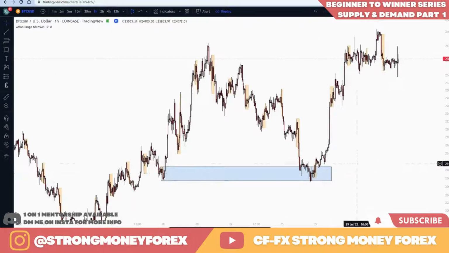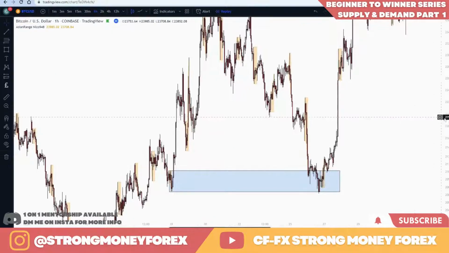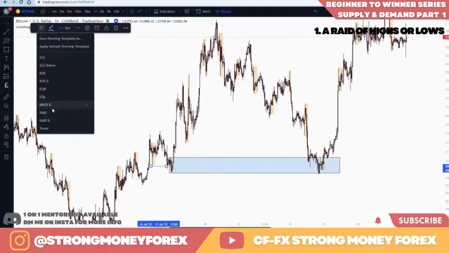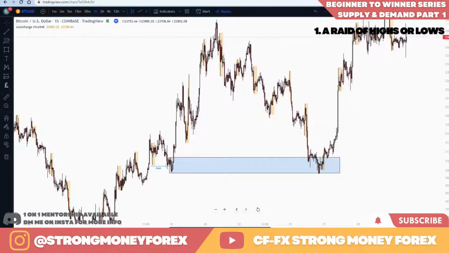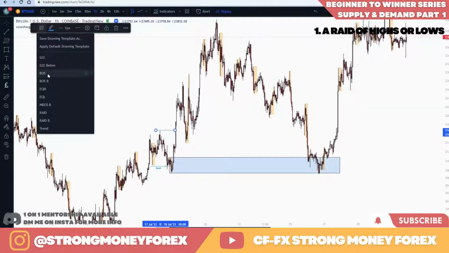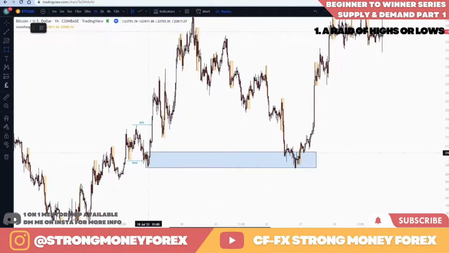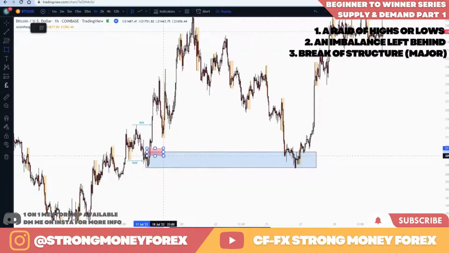A demand zone is exactly the same, it's just the other way around. So we'll draw this out. We've raided the lows here. We have broken major structure here, and we've left behind imbalances, which are these candles that have not yet been retested.